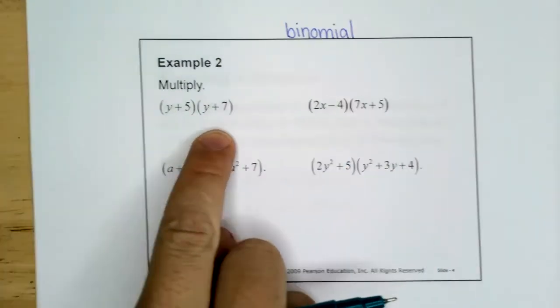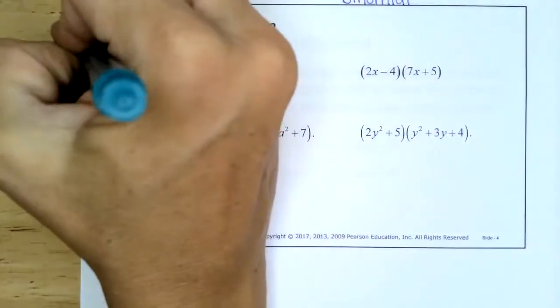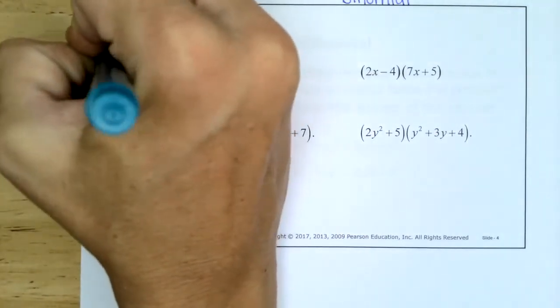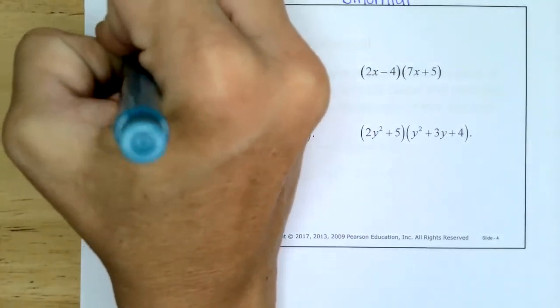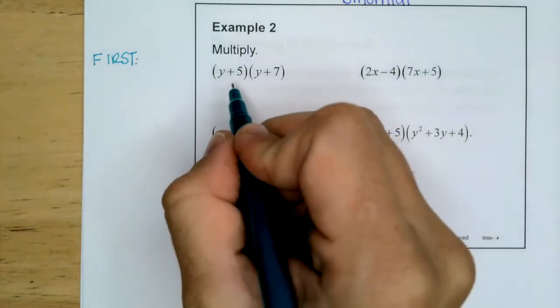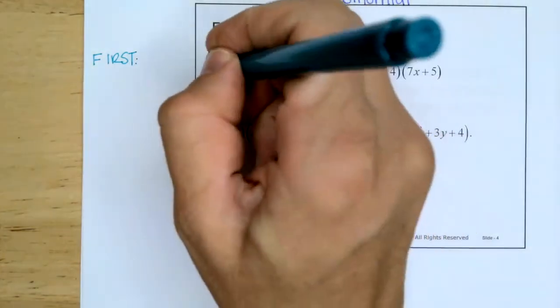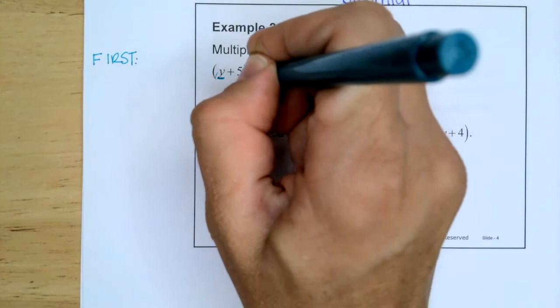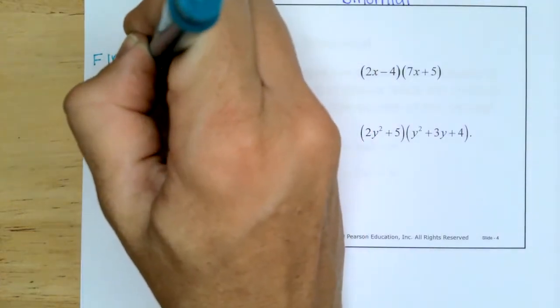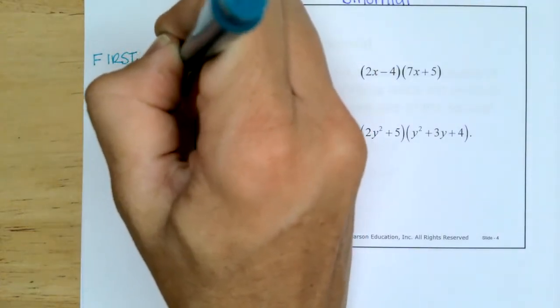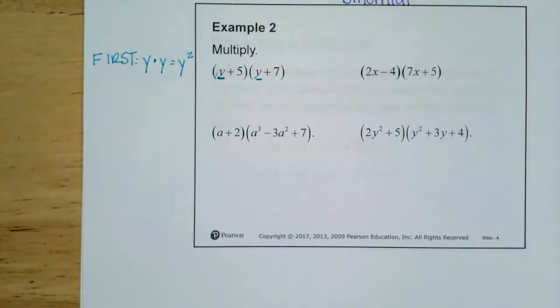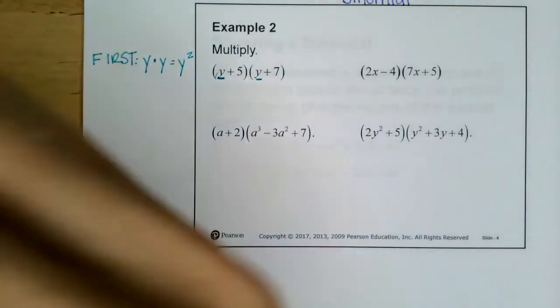We'll start with this one. First. First just means the first 2 terms, y and y. Y times y gives you y squared. Outside.